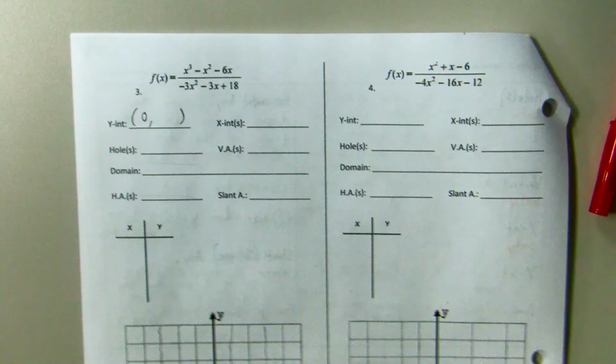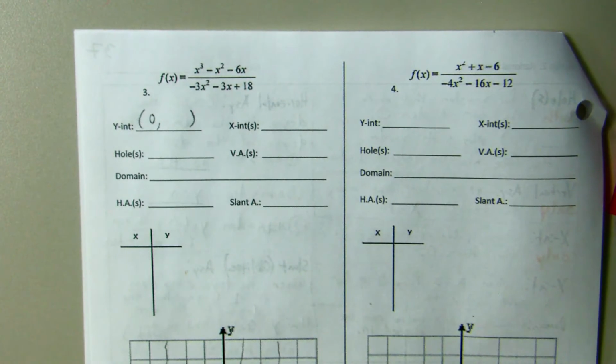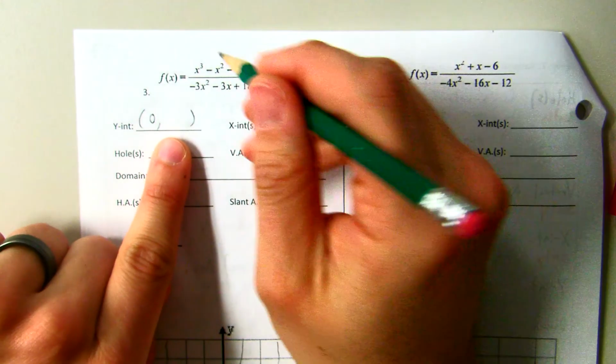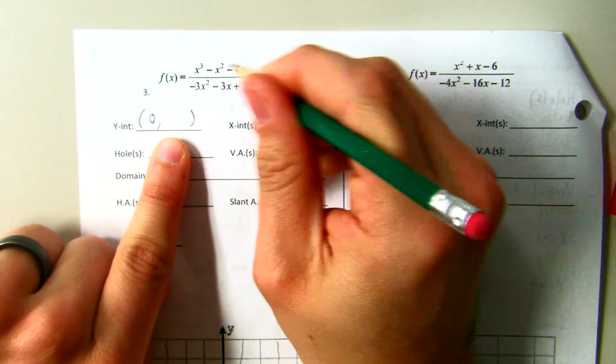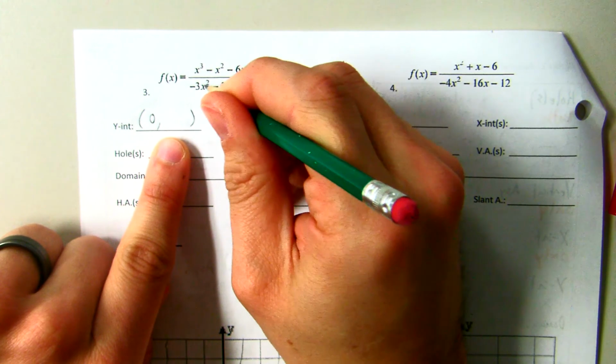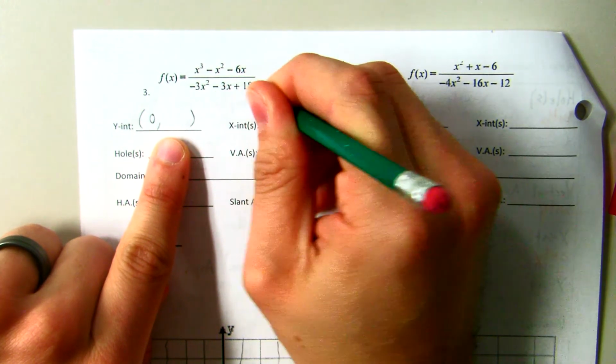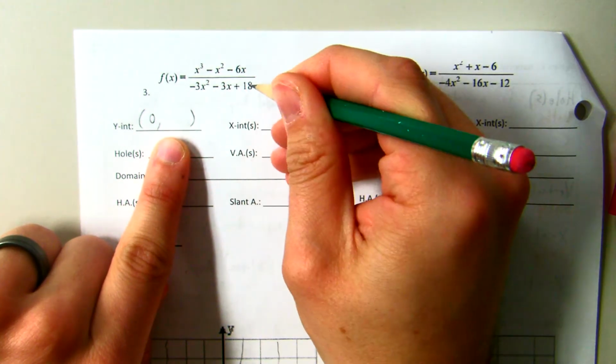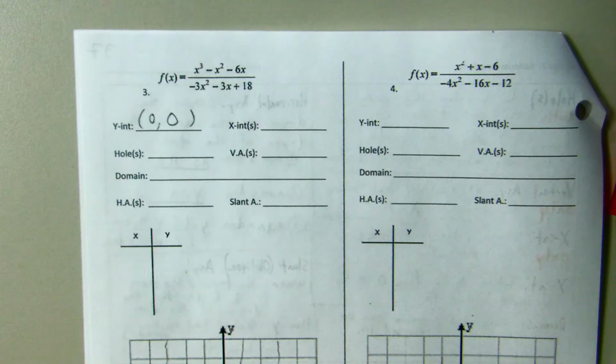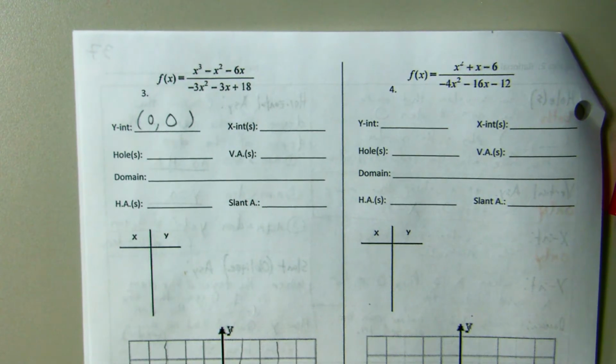And so the part that you have to memorize is that you plug in 0 for x and solve for y. So that gives me 0, minus 0, minus 0, divided by 0, minus 0, plus 18. 0 divided by 18, 0. There's 1 point on my graph.